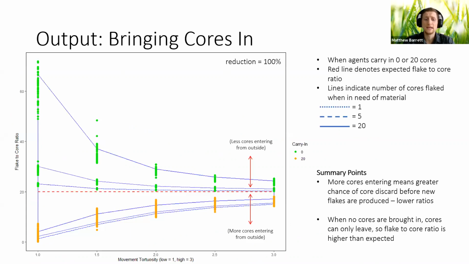So like before, we can examine the effect of importing material, this time cores, into the window. And ultimately, the pattern is similar to what we observed when flakes were the target of transport, only this time it's flipped. When material is brought in the form of cores, the flake to core ratio is lower, and vice versa.